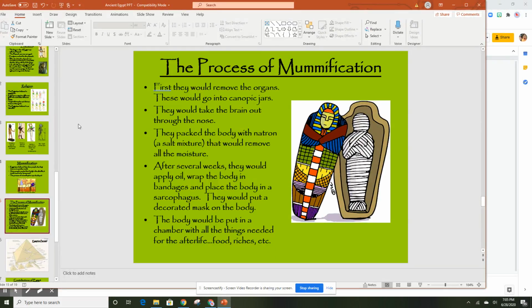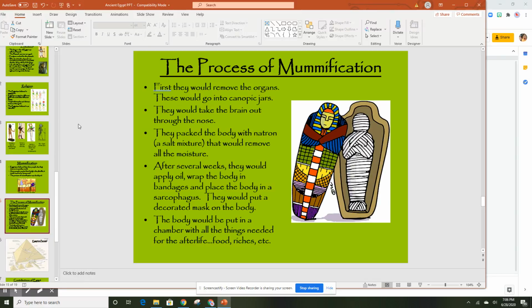They would then pack the inside of the body with natron. Now, natron is really just a solution of salt and baking powder. That mixture would really dry out the body. You'd have to stuff the body with it, wait several days, take it out, replace it with new natron, wait a few days, take it out, replace it with new natron, and so on.